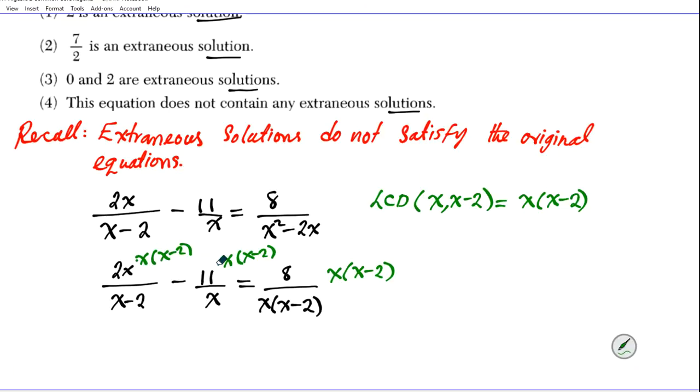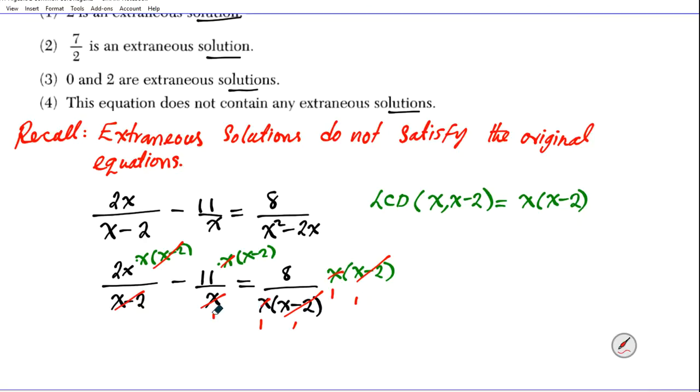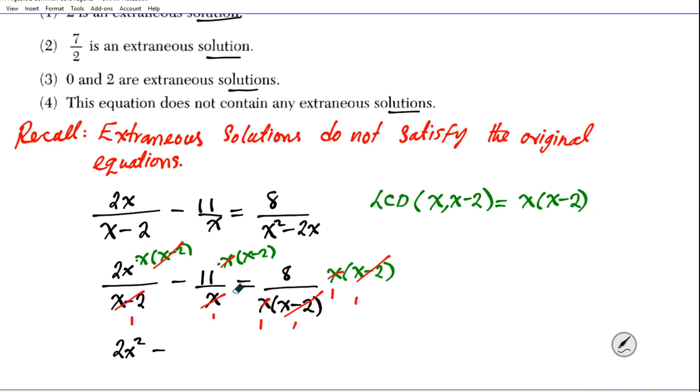Now if you take a look at the first one, the x minus 2's divide out nicely. In the second one, the x's divide out. And in the third one, the x minus 2 and the x divide out. So what you're left with is just 1's in the denominator. When you multiply the numerator, you will have 2x times x, which is 2x squared, minus 11 times x minus 2. Now you want to be careful here. There's a minus here. Don't forget to distribute that minus to this term here.